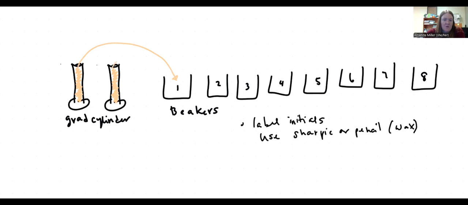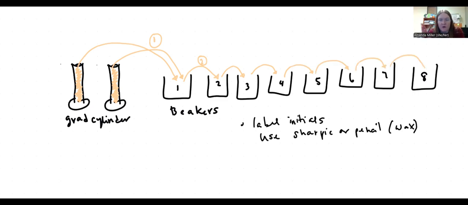That counts as one transfer. So if we think about this from the perspective of individual particles, like an atom, each atom moves one time. So that counts as one transfer from cylinders to beaker 1. Then from beaker 1 to beaker 2, we're going to do another transfer. So that's 2. And we're going to keep doing that. And we're trying with each of these transfers to make sure that we get every single drop.